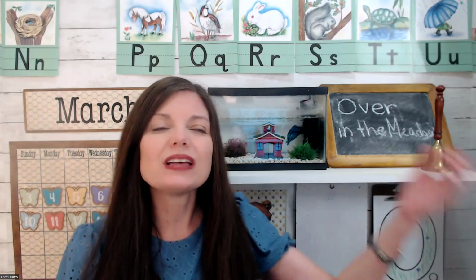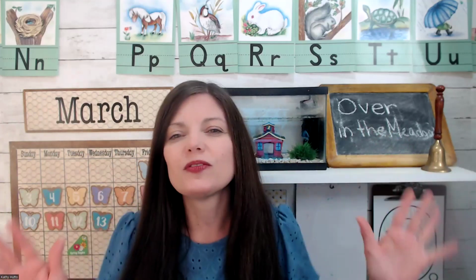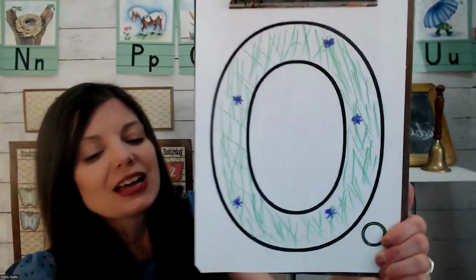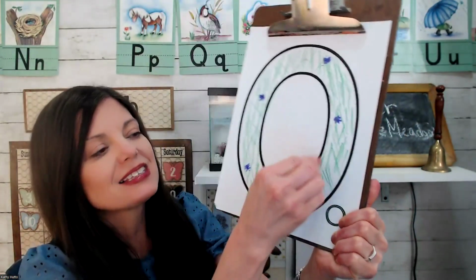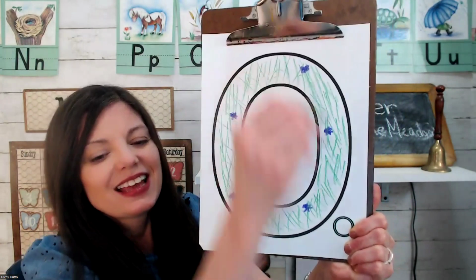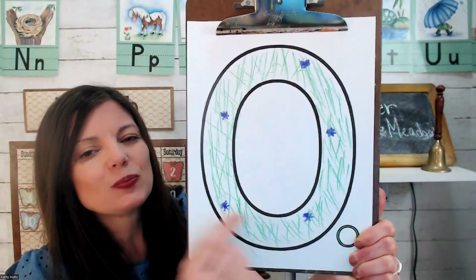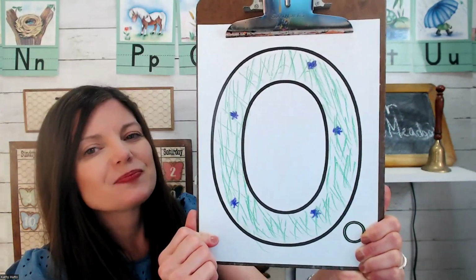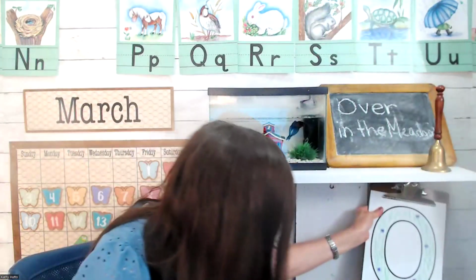Well, today O is for over in the meadow. A meadow is a wide open field of grass and flowers. So that's how I decorated my letter O today. I just used my green crayon and made lots and lots of grass. And then I drew some little flowers too. What letter is this? It's letter O.